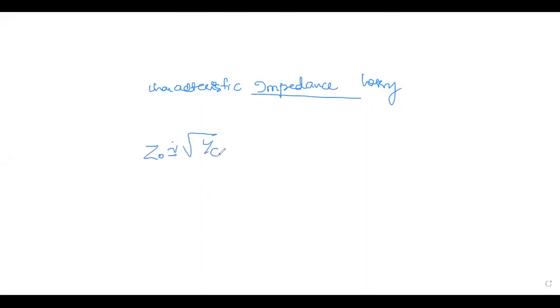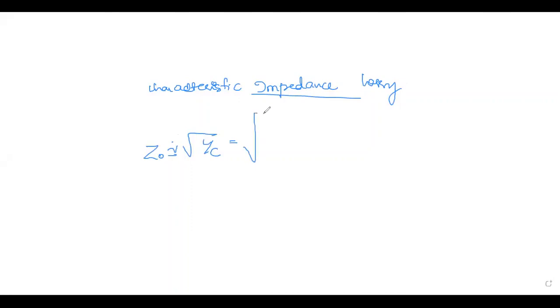So this was the characteristic impedance of the lossless line which we considered. The next thing you have to derive is the characteristic impedance for a lossy medium. It is similar for both lossless and lossy line. For this also the Z0 value remains the same, that is square root of L by C.